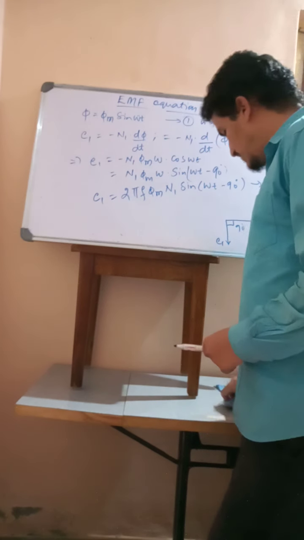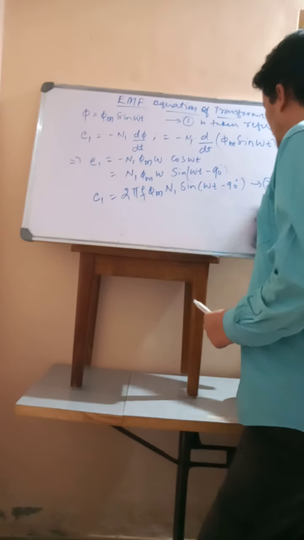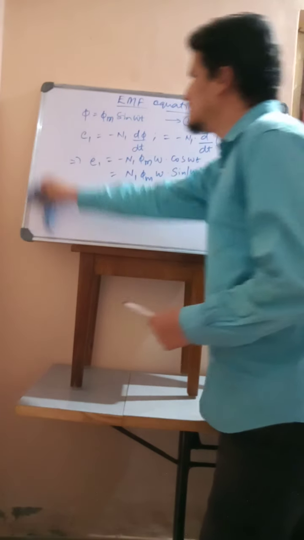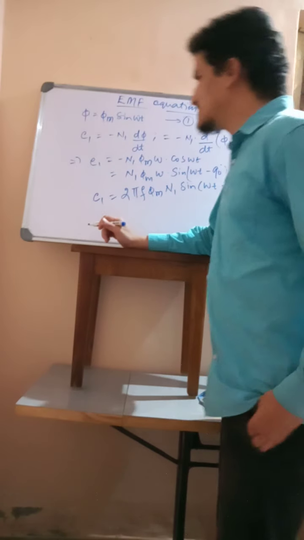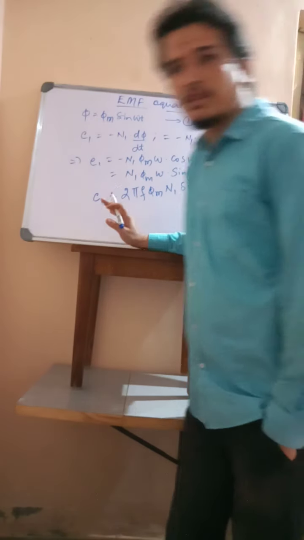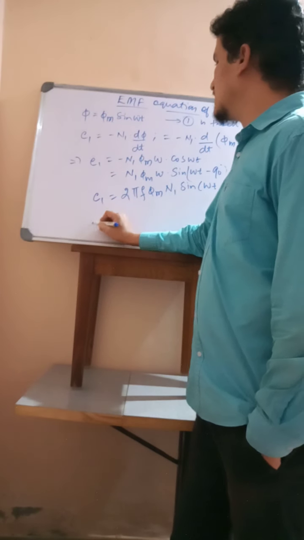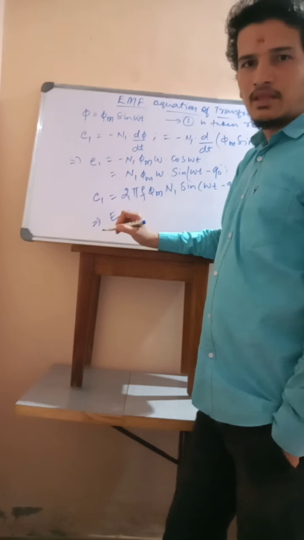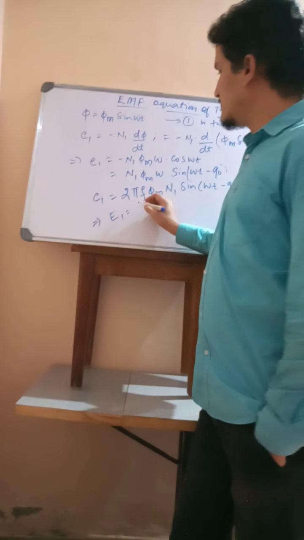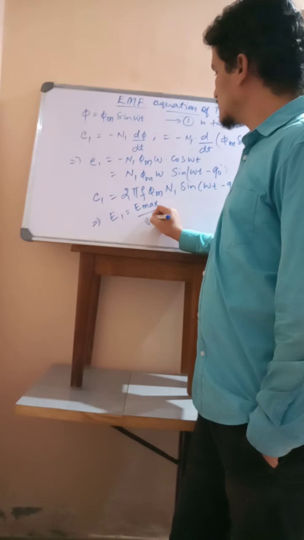Okay. Now I don't want instantaneous value. I am repeatedly telling, whatever the ratings or the specifications that we usually represent in electrical engineering is what? RMS value. So I need RMS value. So what is the RMS value? E1 is equal to maximum value, E max divided by root 2.